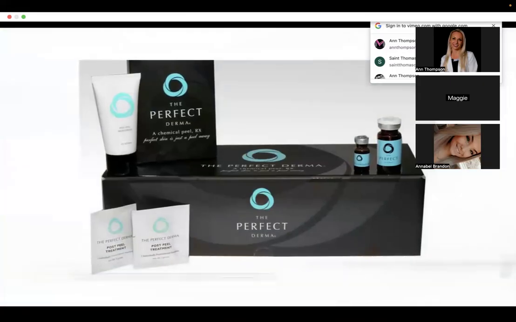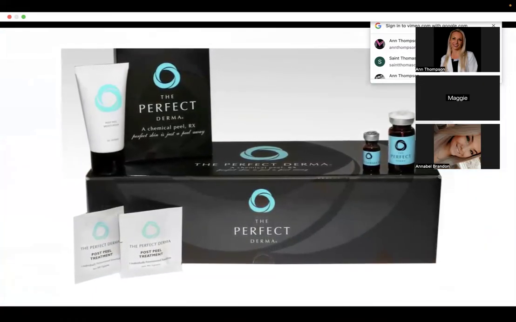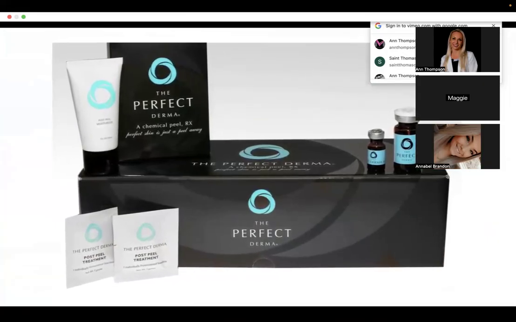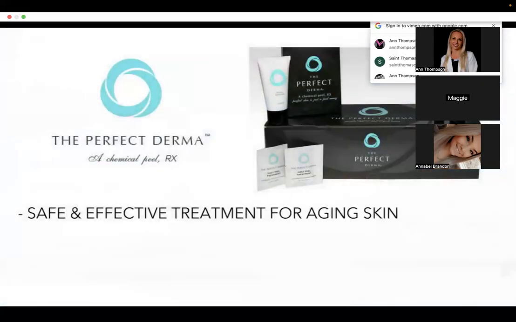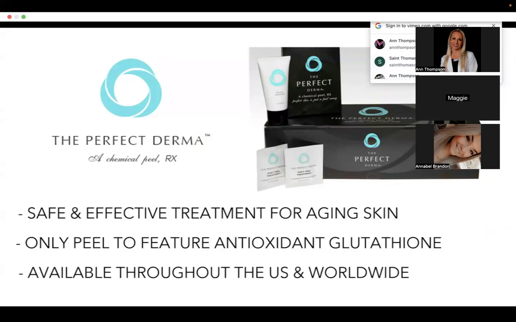The Perfect Derma Peel by Bella Medical Products is committed to providing skincare products that deliver superior results to the aesthetic medical community. The Perfect Derma Peel is a safe and effective treatment for aging skin and is the only peel to feature glutathione, an antioxidant with powerful anti-aging benefits. The Perfect Derma Peel is available throughout the U.S. and is growing in popularity worldwide.